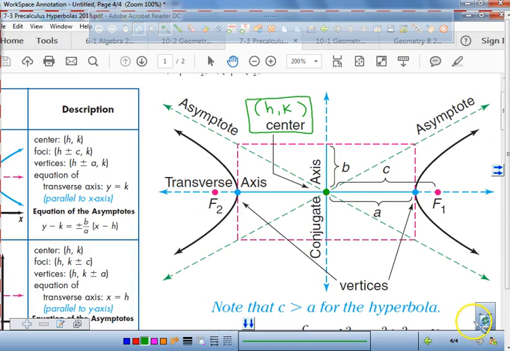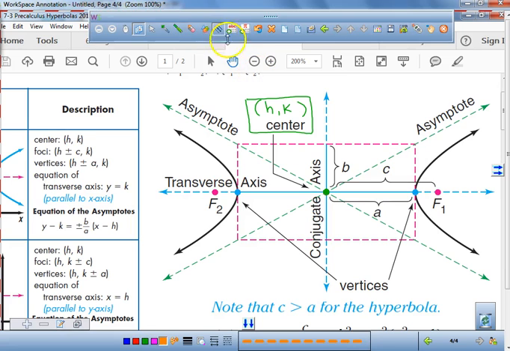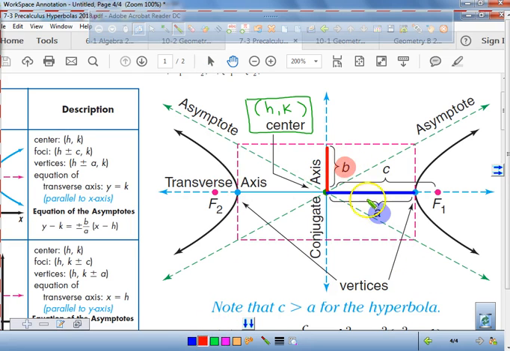Okay? Now, the other piece of information that you would need to know, you need to know this distance right here. And that distance is called your A value. And you also need to know the distance from here going up, also going down. And that's your B value. If you know A, B, and H and K, then you have all the information that you need to make your equation for your hyperbola. Okay? The asymptotes are very useful, all right, in being able to draw your boundaries.